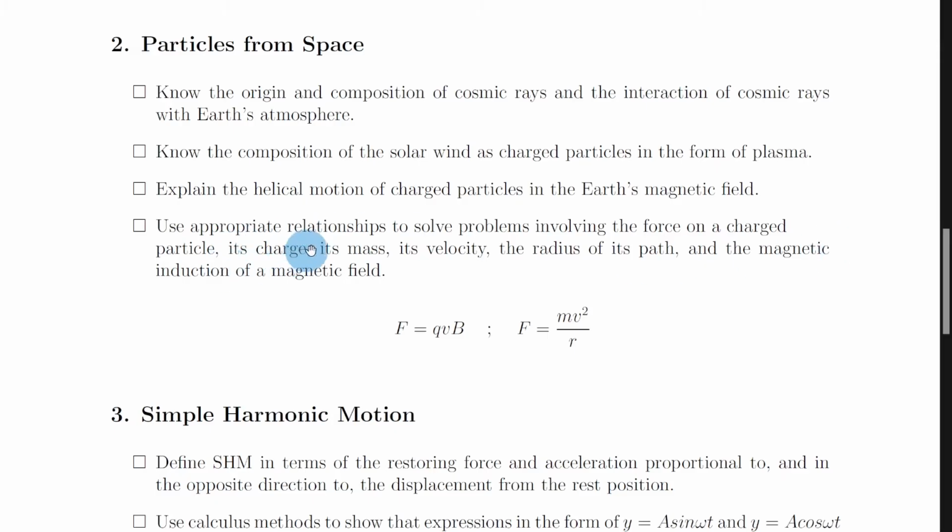Lastly, you need to be able to use appropriate relationships to solve problems involving the force on a charged particle, its charge, its mass, its velocity, the radius of its path, and the magnetic induction of a magnetic field. So these are the equations F equals qvB, which is the magnetic force, and F equals mv squared over r, which is your centripetal force.